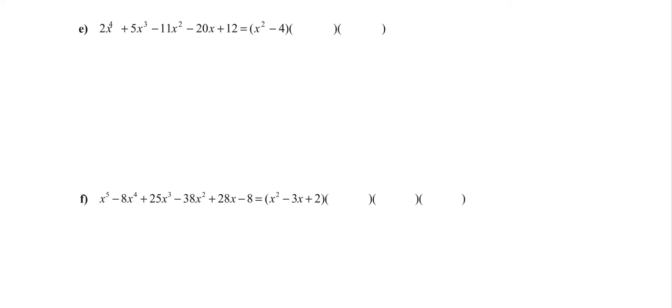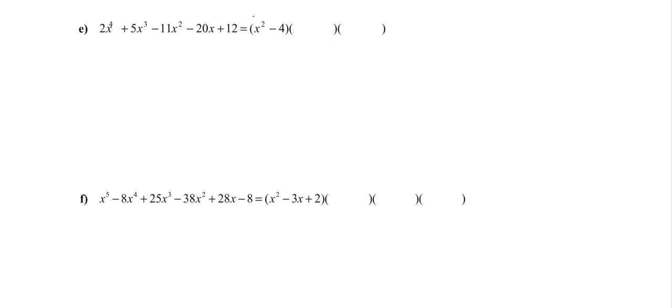I'm doing section 4.2, so this is on page 98, and it's number 4. I'll be doing E and F. So the instructions are find the missing factors by synthetic division. So starting with E, we see that this is one of the factors of this polynomial.